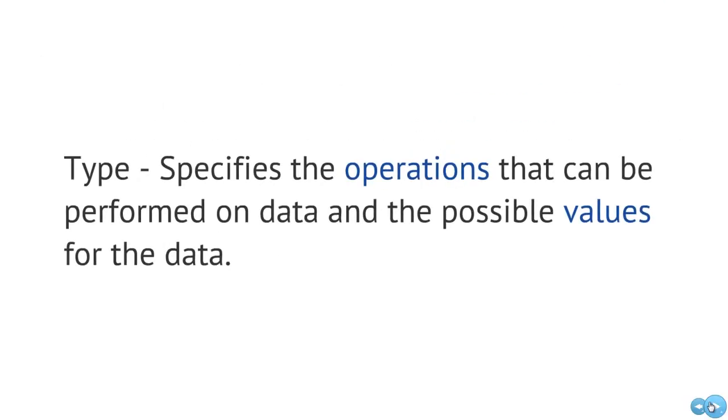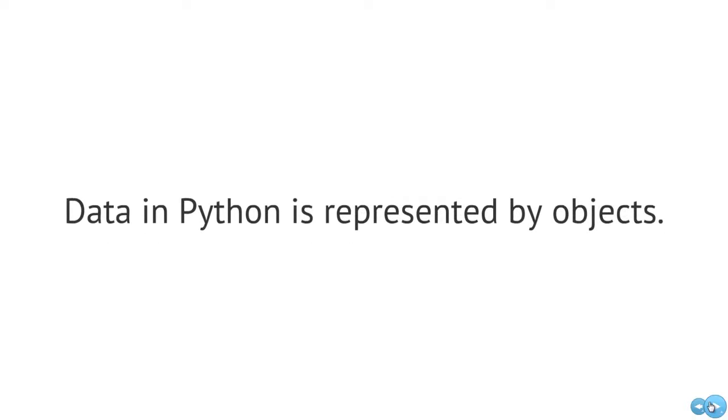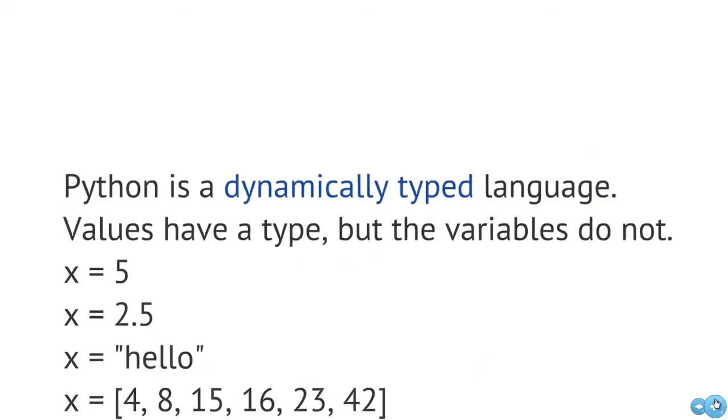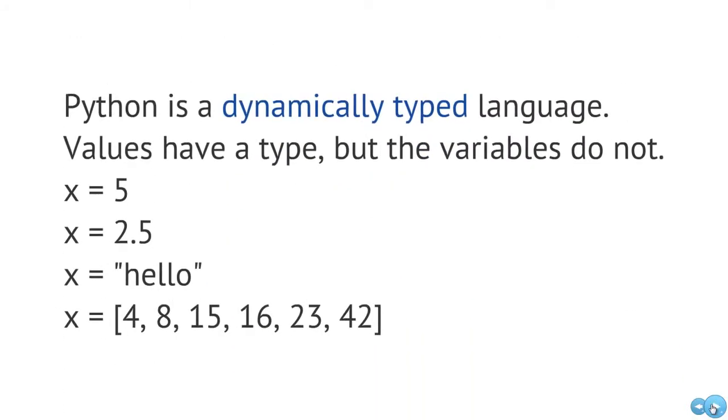So in terms of type, the type specifies the operations that can be performed on data and the possible values for that data. So data in Python is represented by objects, and I'm not going to go into a lot of detail in this particular video on objects, but when we think about objects, we need to think about things that have certain properties, certain attributes, and also the operations that we can have associated with that. So Python is what we call a dynamically typed language. And part of what that means is that values have type, but the variables do not.